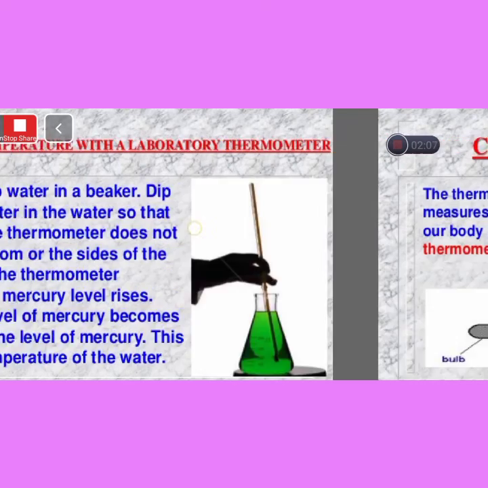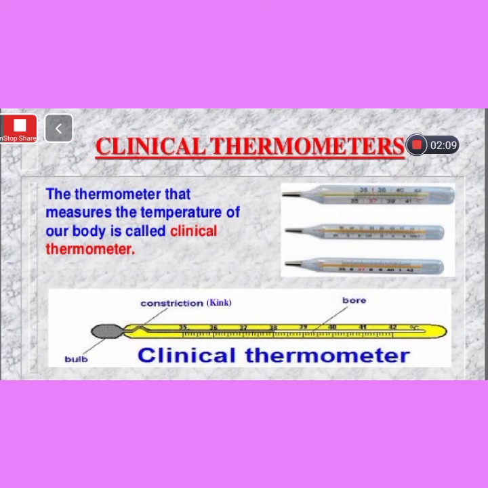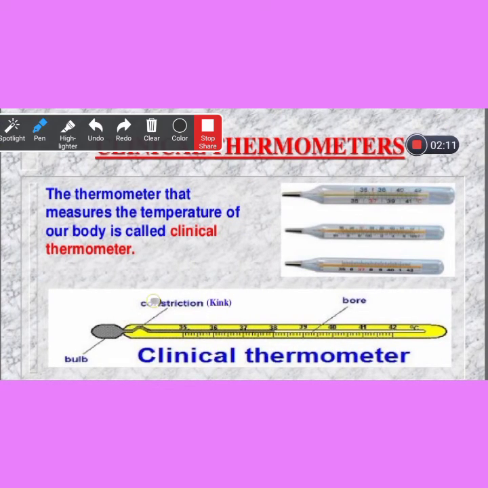Now let us move on to the clinical thermometer. The construction which is the kink, it is here. It is a hook-like structure which prevents the backflow of mercury, and it is used to measure the body temperature, as we all know.